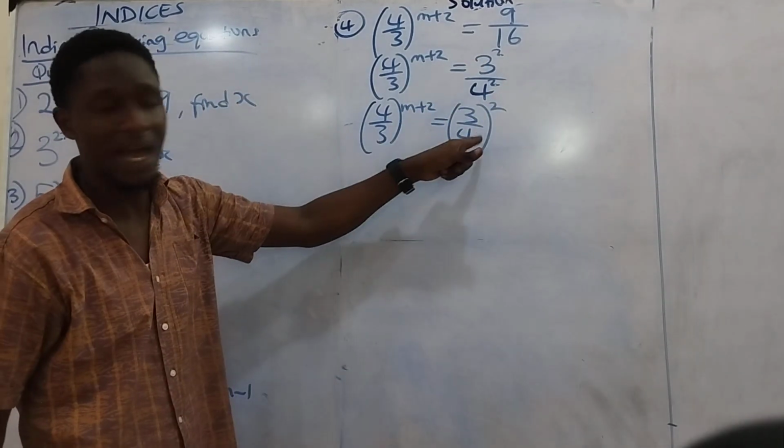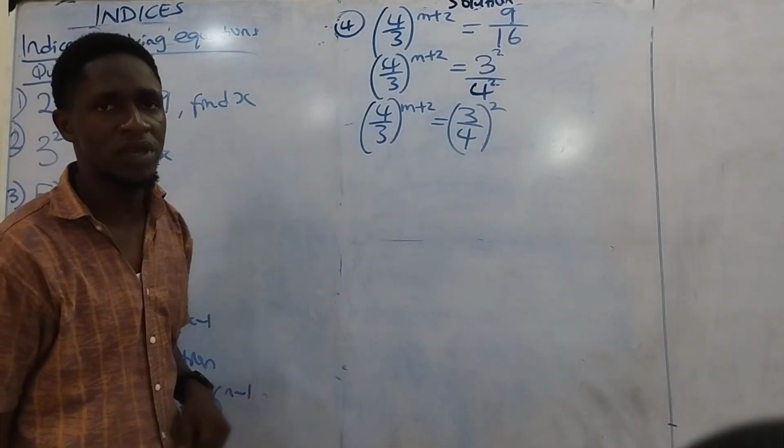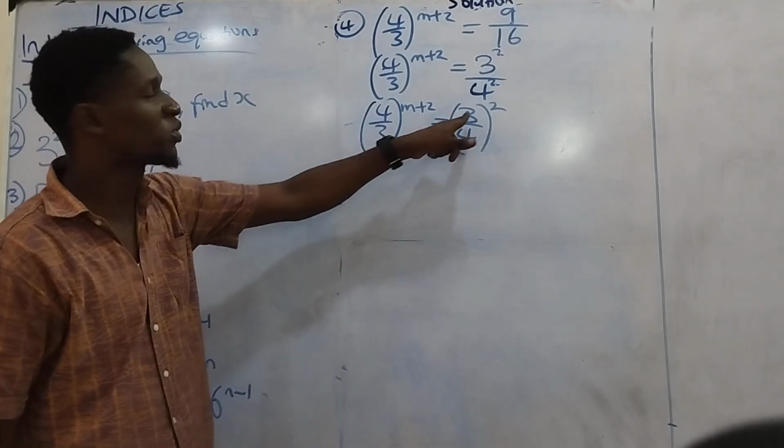They have the same power. I just brought out the power. I factored out the power 2. But there's a problem here. We have 4 here, but we have 3.